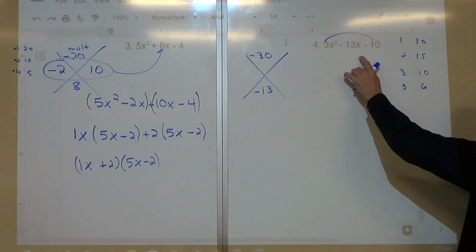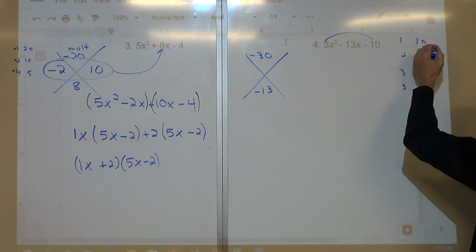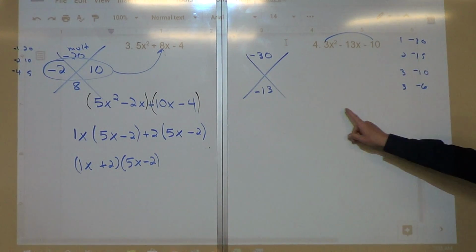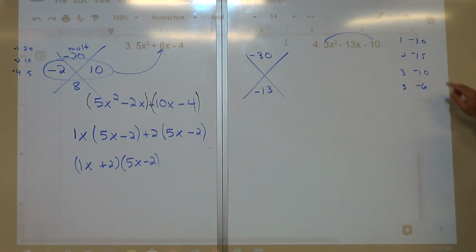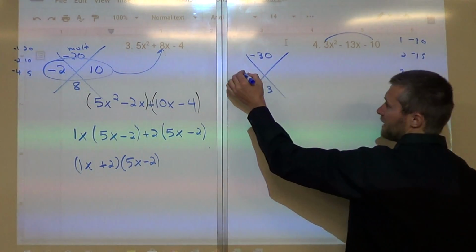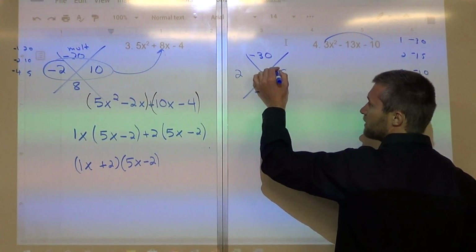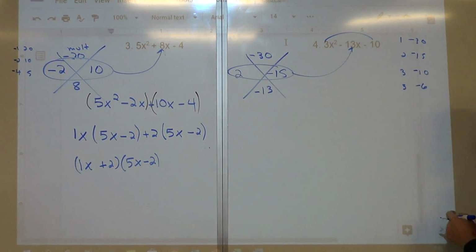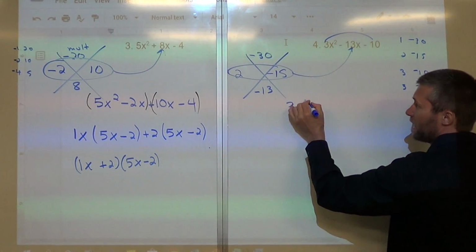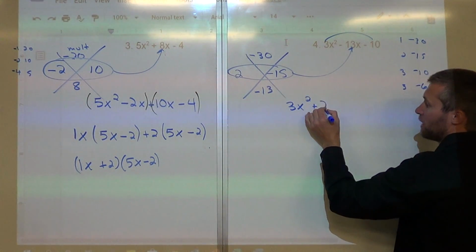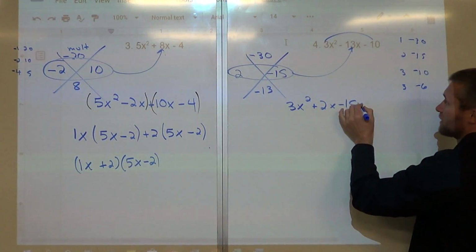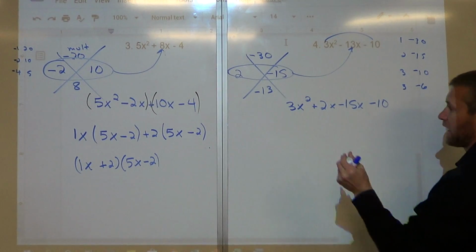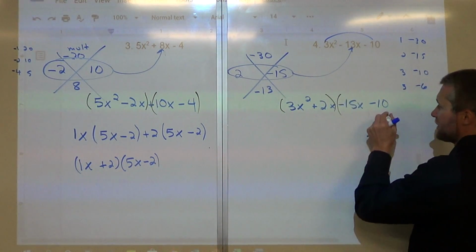We need to multiply to a negative 30. So we know one of them has to be negative as we work through this. Now, which one of these add to negative 13? So if I look at it, it's 2 and negative 15. So again, I'm going to plug those in for that middle term. Rewrite the equation. 3x squared plus 2x minus 15x minus 10. Group the first 2 and the second 2 together.